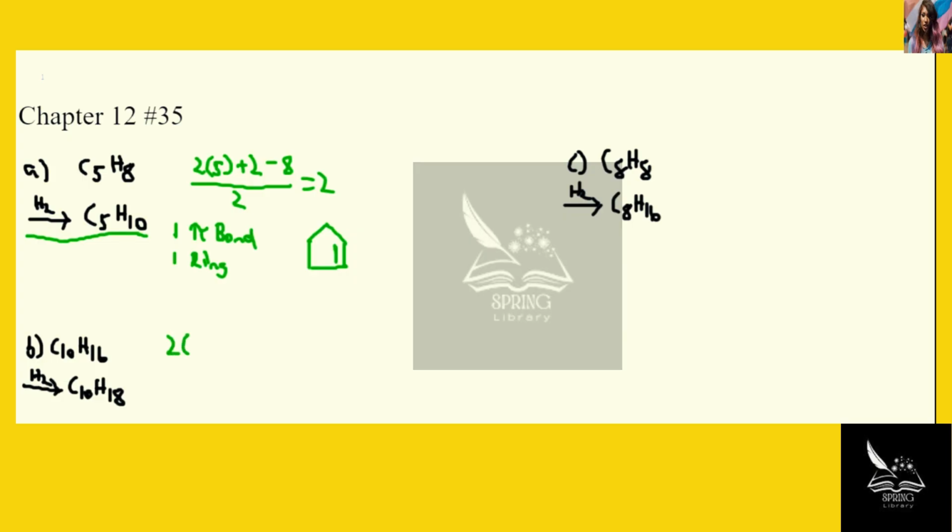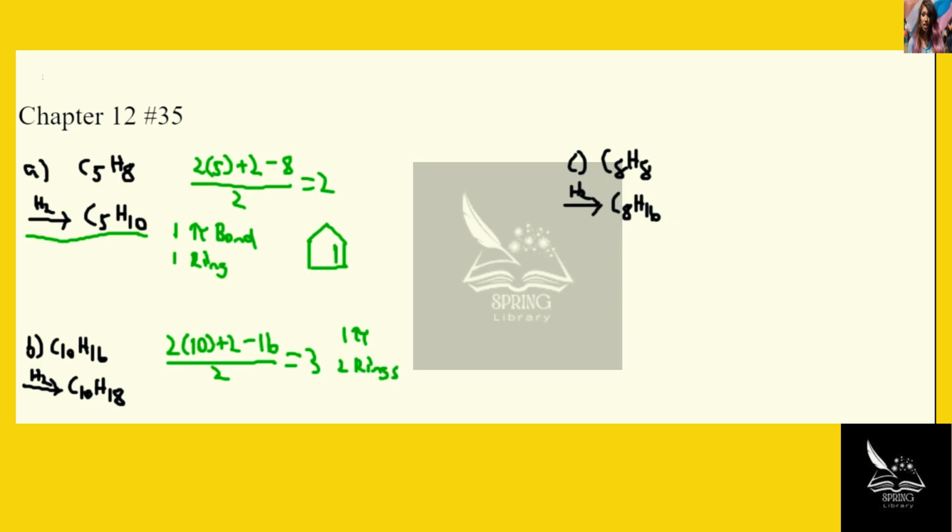Then looking at B, we're going to do exactly the same thing. We'll start by calculating the hydrogen deficiency index. So 2 times 10 plus 2 minus 16, all of that over 2. 22 minus 16 is 6, so 3. Okay, so our HDI is 3 here. Looking at the hydrogenation data, it looks like, again, we add only 1 pair of hydrogens when we hydrogenate. So this is going to be 1 pi bond again, and 2 rings this time.